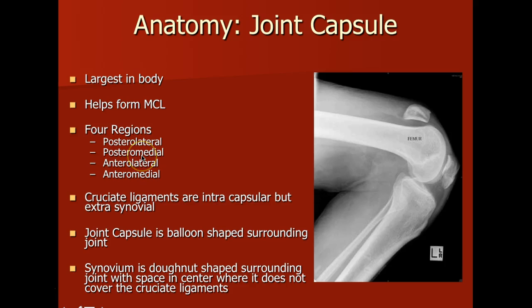So there are 4 regions to the joint capsule, and anytime you have an athlete who goes through it and gets an MRI, the MRI technician, when they write the reports, is going to describe what part of the joint capsule, what part of the knee they're talking about, in this fashion. Usually they'll orient the reader by telling them where the lesion is, and they usually will say posterior lateral, posterior medial, anterior lateral, anterior medial.